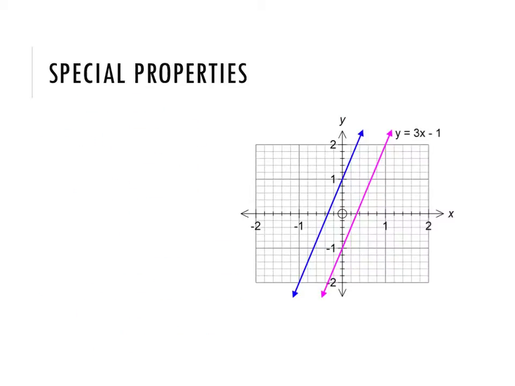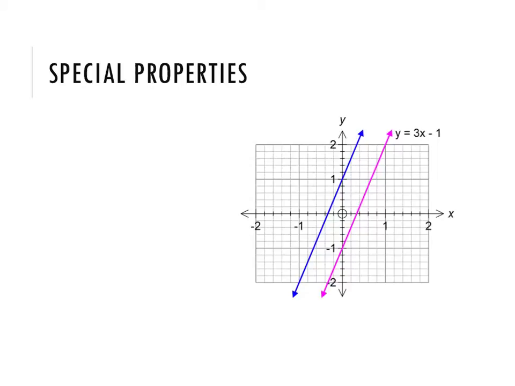Okay, a couple of special properties that we need to have an understanding of, and this is more about gradients than anything else. So I have two lines here. I can see the equation for the pink line is y equals 3x plus 1. The equation for the blue line, it is actually a parallel line. So it means that the two lines will never touch, they'll never meet.